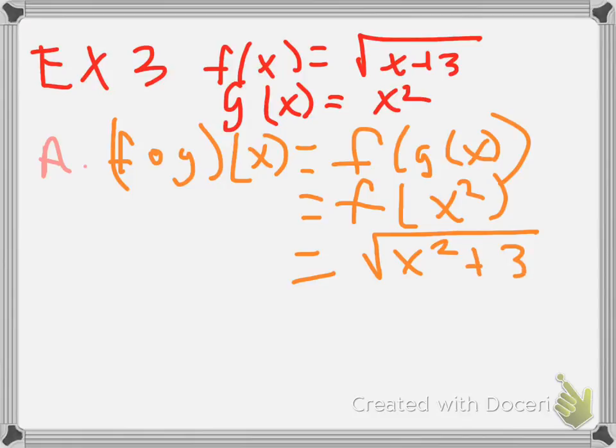Now, the domain for that, is there any number that we could put in here and give us a negative? Any negative you plug in there, if you square it, it's going to be positive. So the domain here is negative infinity to positive infinity, because you can square any number and it ends up being positive.